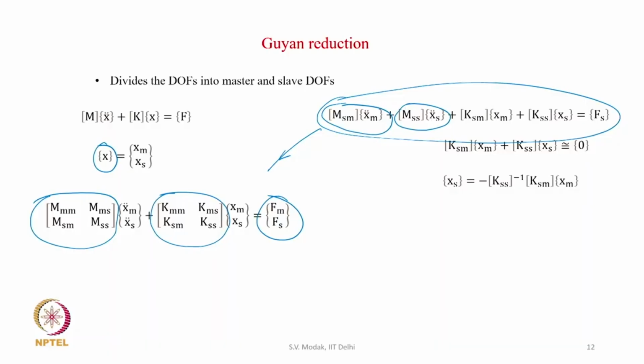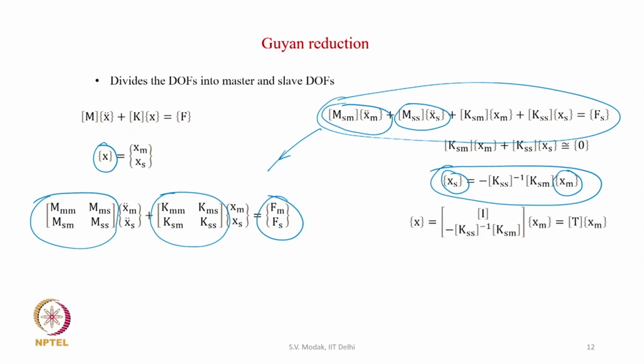So, from this equation now we can write xs is equal to minus inverse of Kss into Ksm into xm. So, this equation relates the displacement at the slave degrees of freedom with the displacement at the master degrees of freedom. You can see these two sets of degrees of freedom are related by the matrix minus inverse of Kss into Ksm. So, therefore, we can write down the vector of all DOFs x as T times xm.